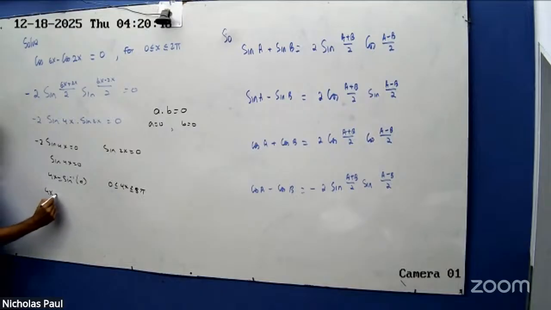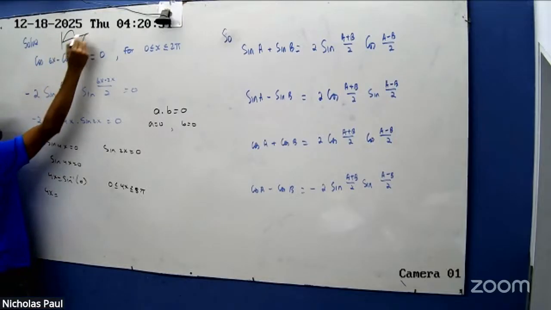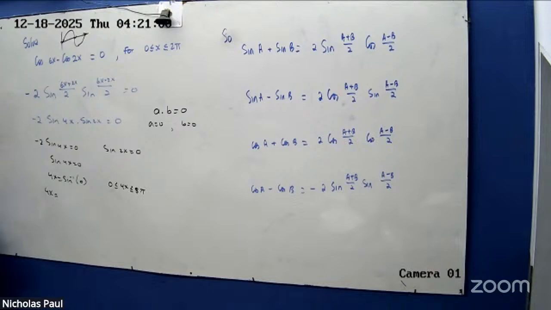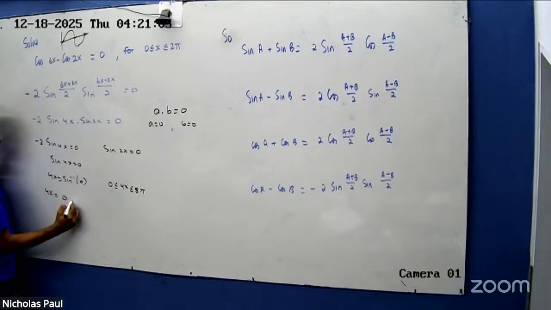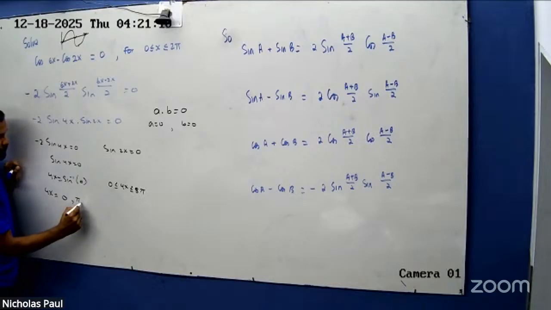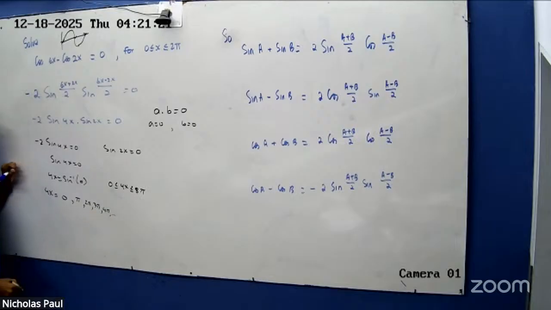Can anybody tell me all the values? Sine is 0 when? Sine is 0 here, here, and here. So sine inverse 0 is 0, pi, and then we can keep adding 2 pi, and so on. And then divide everything by 4.